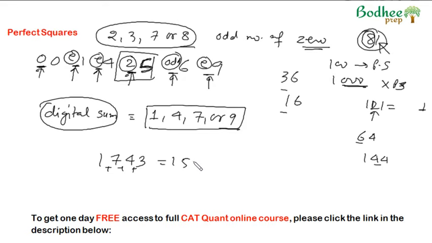So the moment you get a number which is more than one digit, whether a two-digit number or three-digit number, again we have to get the sum of digits. So again I have to add 1 plus 5, which comes out to be 6. So we have to continue this sum till we reach a single-digit number. Okay? So this 6 will be the digital sum of the number 1743. I hope this is also clear. So for all perfect squares, the digital sum is always 1, 4, 7 or 9.